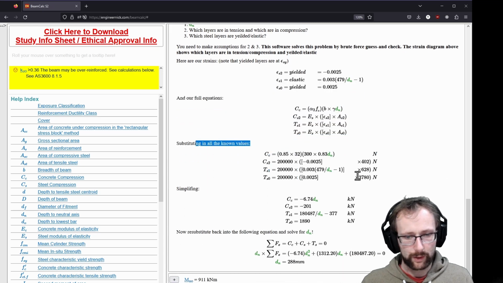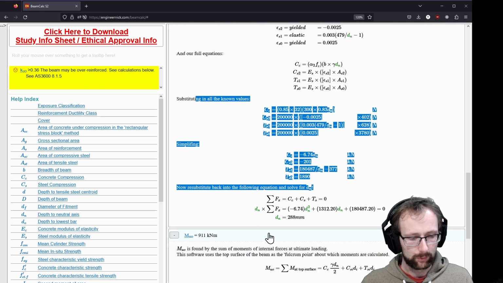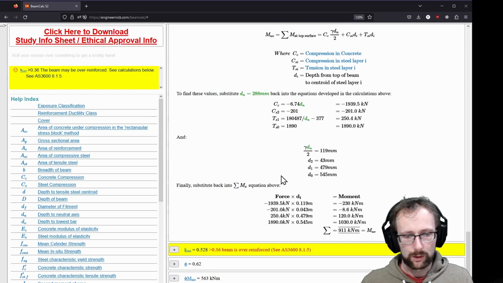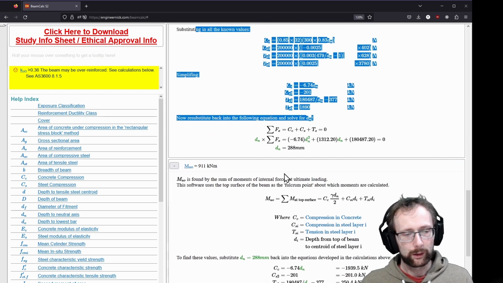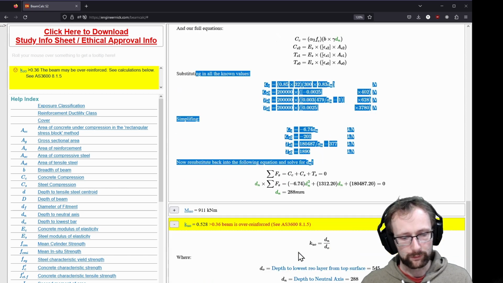Substituting in all the known values, blah, blah, blah. Now substituting back, and you end up with 911 kilonewton meters, which is quite strong. But there were a bunch of checks, so this is probably over-reinforced.